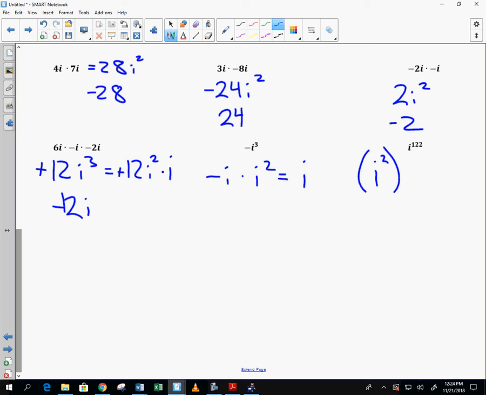Power to a power, what do we do? Multiply or add? Multiply. So what would you multiply 2 by to get 122? 61. So let's simplify that. What's i squared? We have negative 1 to the 61st power. If you take negative 1 and multiply it an odd number of times, it's going to produce a positive or a negative? A negative. So i to the 122nd power is negative 1.